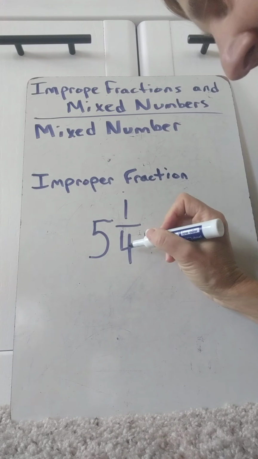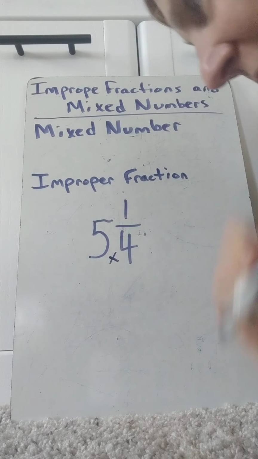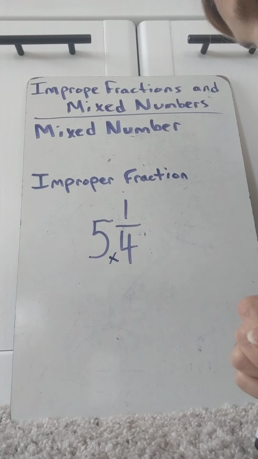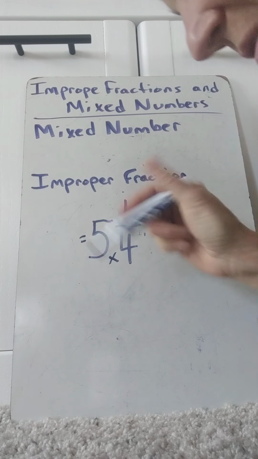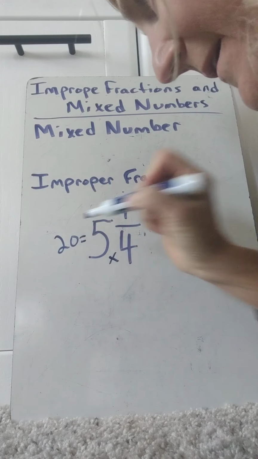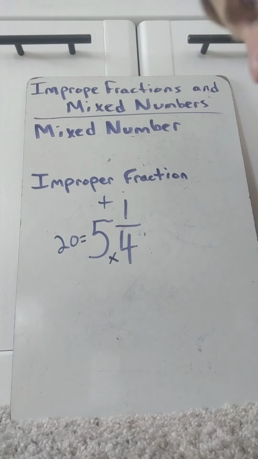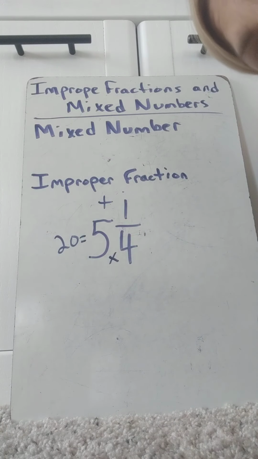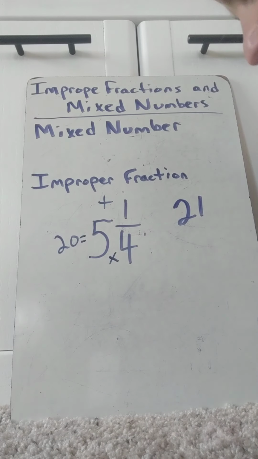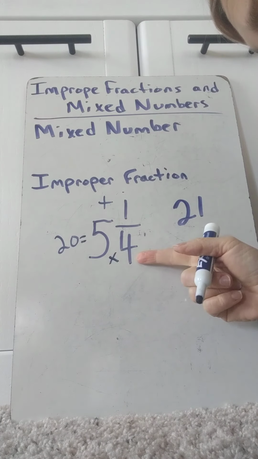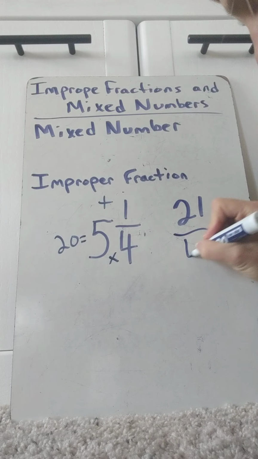So I'm going to take 4 times 5. What does 4 times 5 equal? 5, 10, 15, 20. That equals 20. Then you're going to add 1 to it. So what's 20 plus 1? 20 plus 1 is 21. And your denominator here, 4, always stays the same. It never, ever changes. So you put a 4 here.